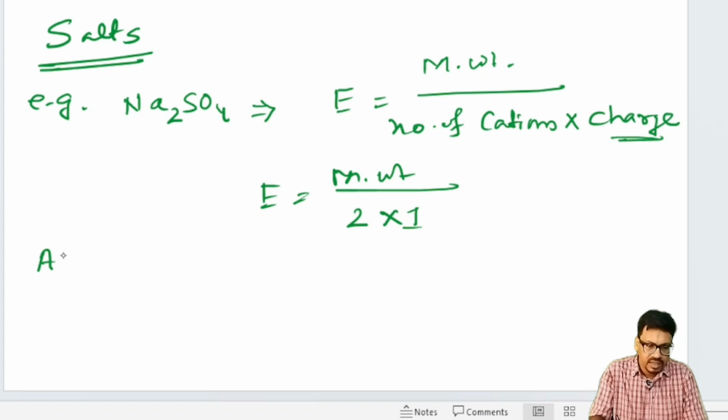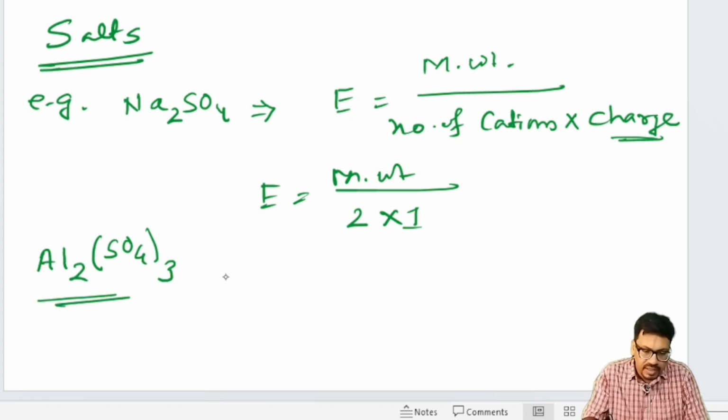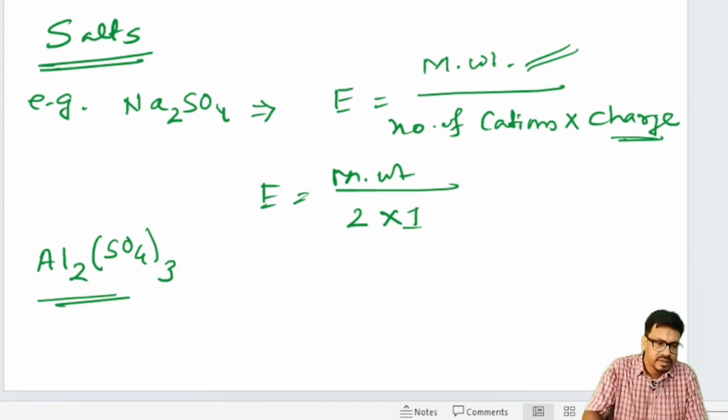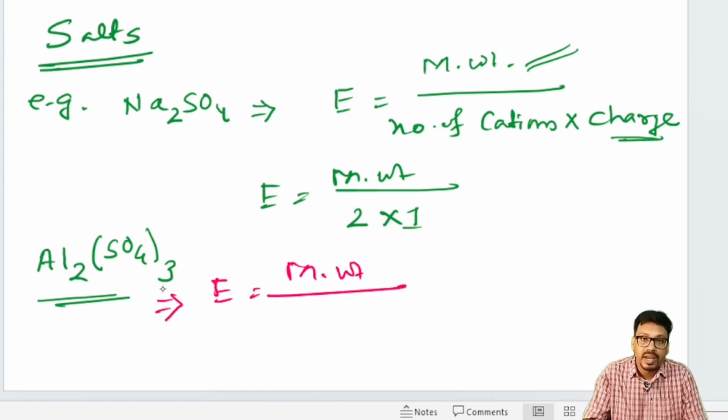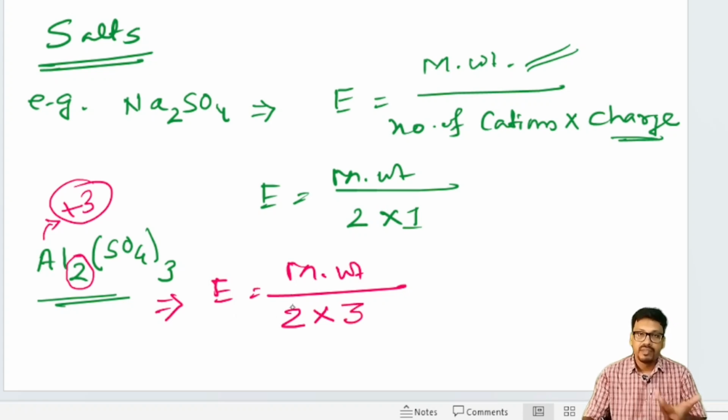We can see the equivalent weight of aluminium sulfate. What is the equivalent weight? Similarly, E is the molecular weight divided by the number of cations. Here the number of cations is 2, and the charge of the cation, aluminium having +3 charge, its valency is 3, so we divide the molecular weight by 6, 2 into 3.